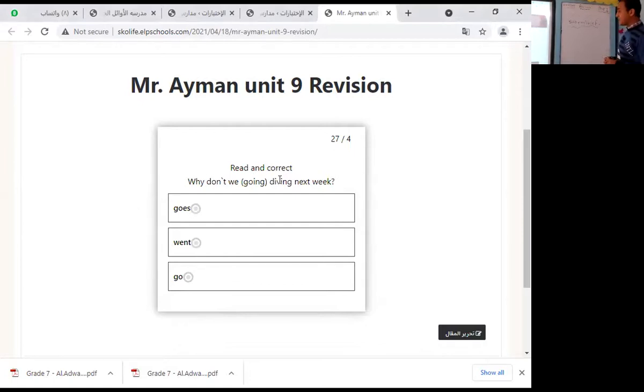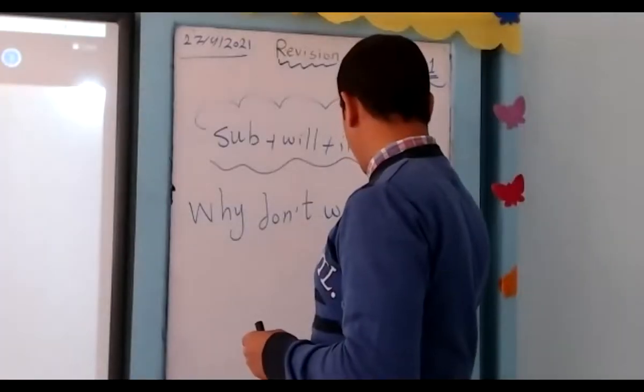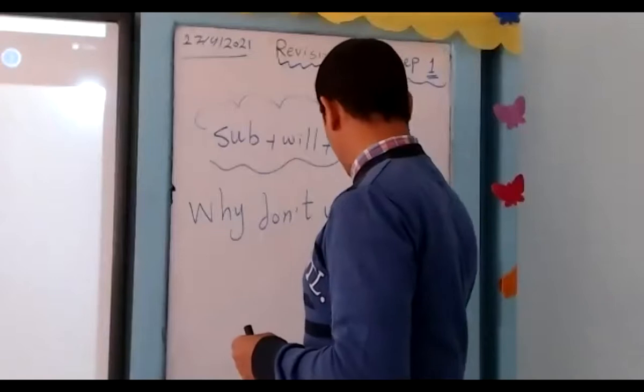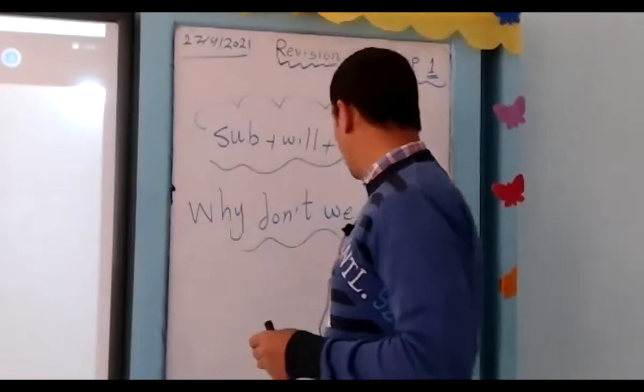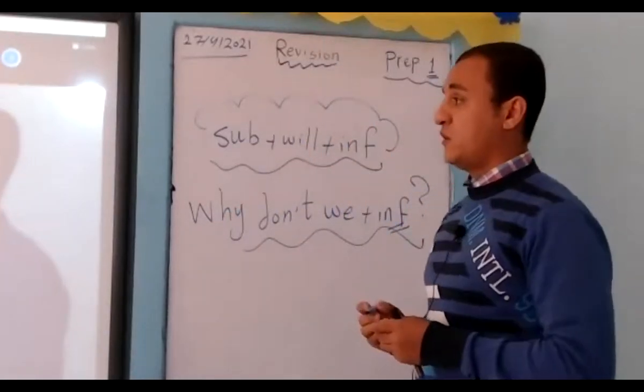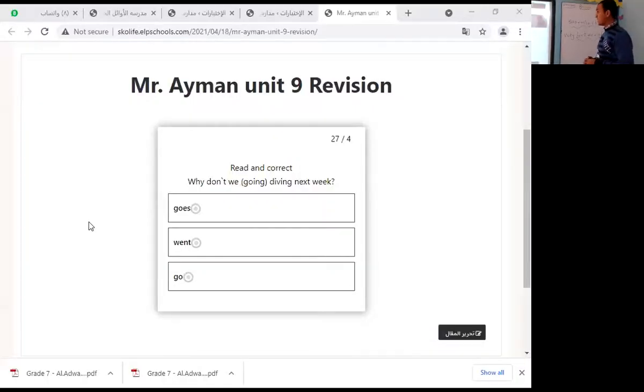Number four, read and correct. We have a mistake. Okay, let's start. Why don't we going diving next week? As we said before, after why don't we we use what? We use the infinitive. If you want to make a suggestion, you can use why don't we plus infinitive. So the answer is not why don't we going, the answer is why don't we go.